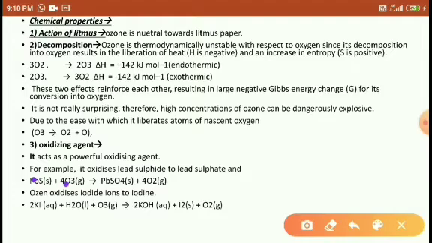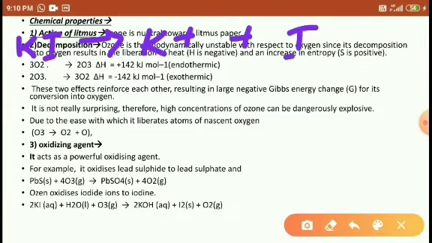So lead sulfide reacts with ozone to form lead sulfate and oxygen. Potassium iodide reacts with water and ozone to form iodine. So here iodide I minus turns into I. Right. So potassium iodide dissociates to form K plus and I minus. K plus and I minus.